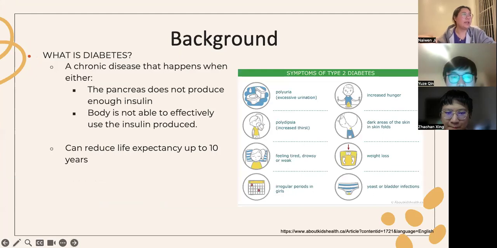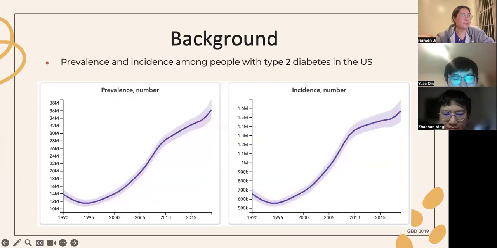In terms of background, diabetes is a chronic disease that happens when either the pancreas does not produce enough insulin or the body cannot use insulin produced effectively. Diabetes can cause the reduction of life expectancy by up to 10 years. These two graphs show the prevalence and the incidence of people in the United States with type 2 diabetes. We can find that after 1995, both prevalence and incidence of type 2 diabetes in the US increased dramatically.